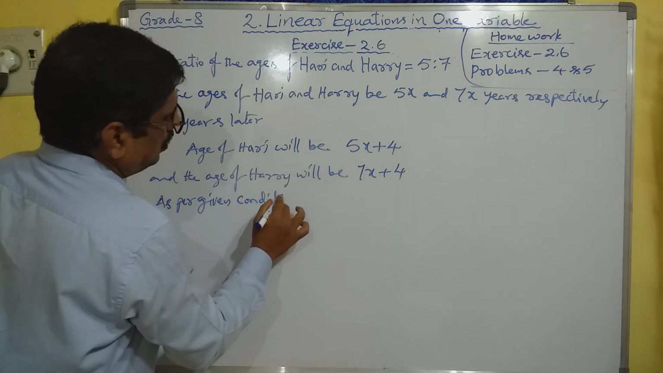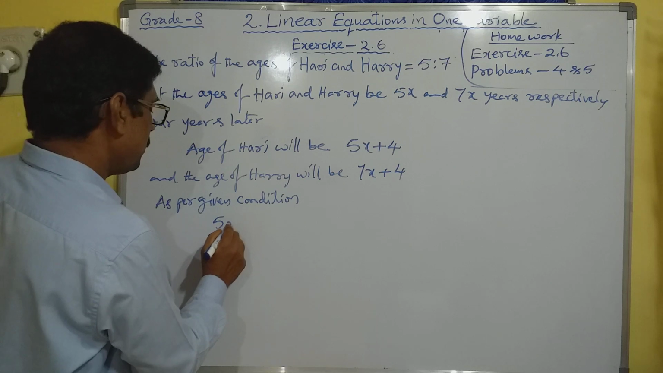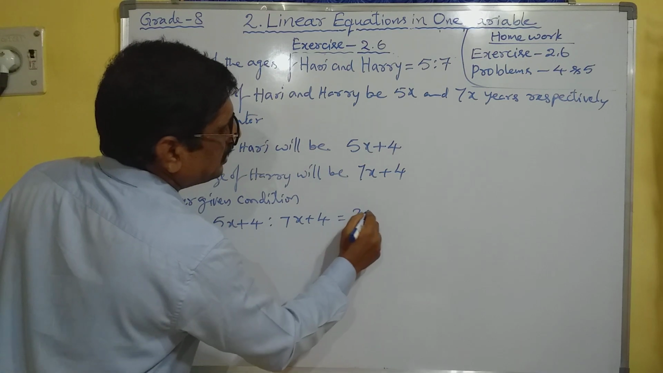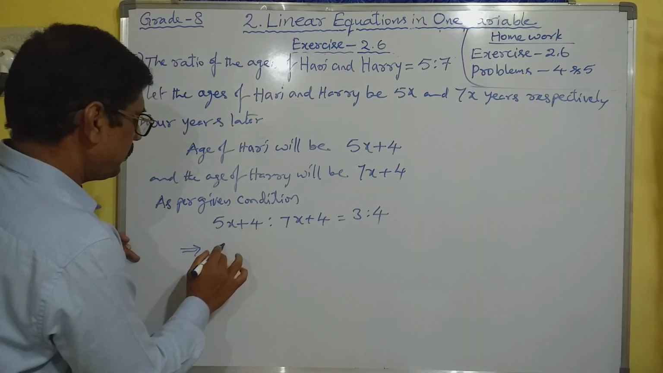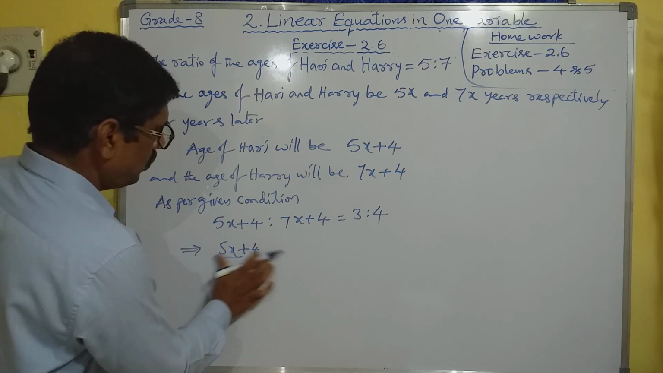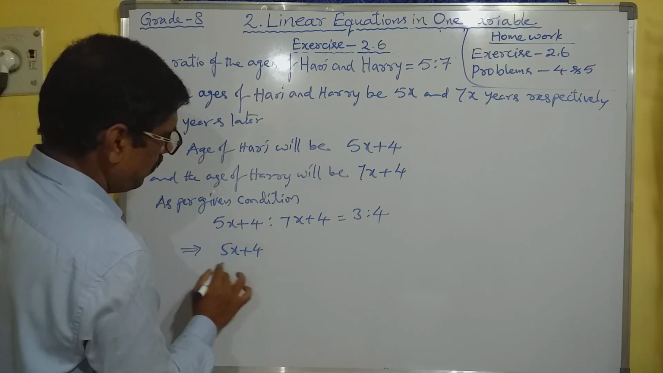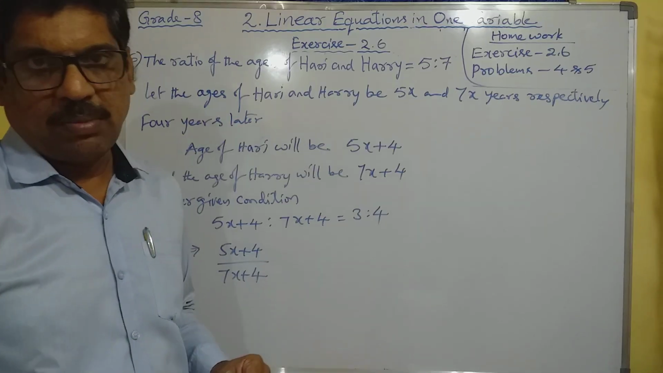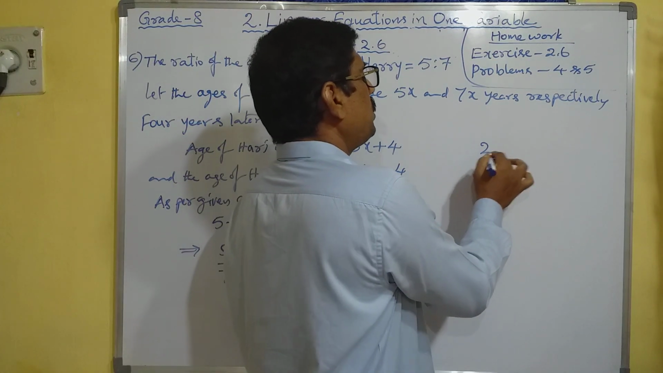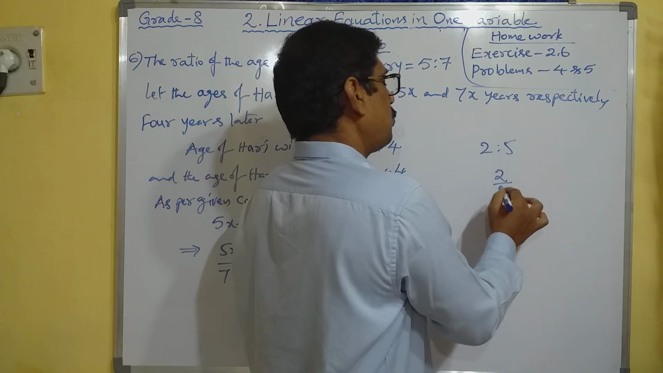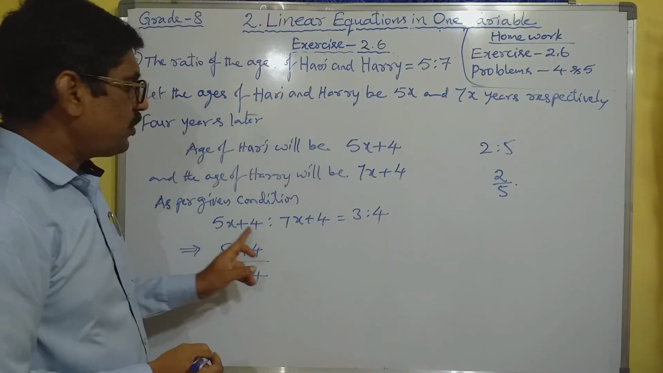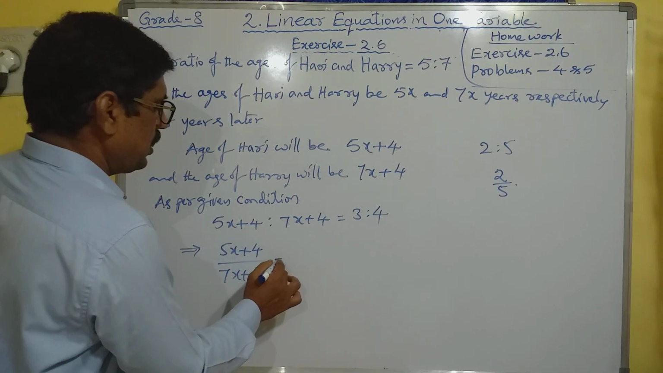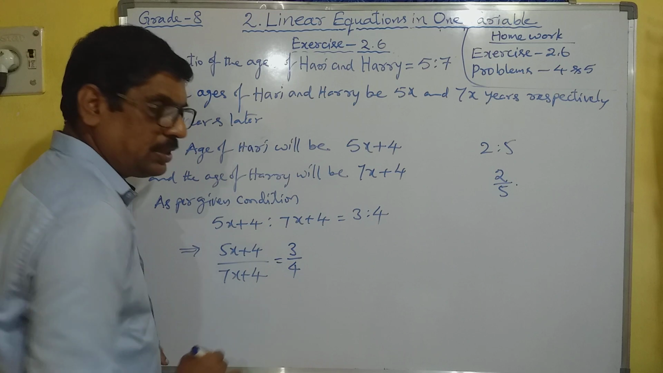Okay, therefore, as per the given condition. What is the condition? These two ages after 4 years will be 3:4. Now we can write this as 5x plus 4 by 7x plus 4. So we can write the ratio in fractional form also. For example, if there is a ratio 2:5, we can represent it as 2 by 5 also. Like that, 5x plus 4:7x plus 4 can be written as 5x plus 4 by 7x plus 4 is equal to 3:4, which can be written as 3 by 4.